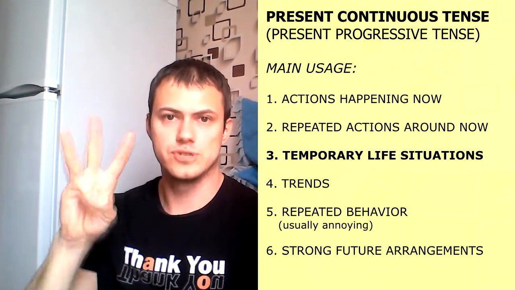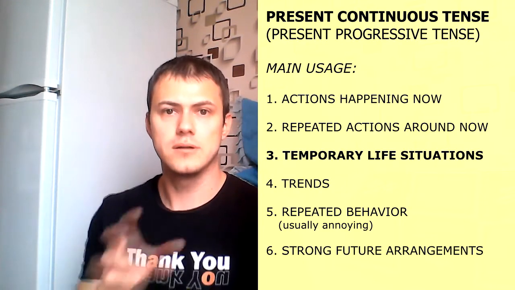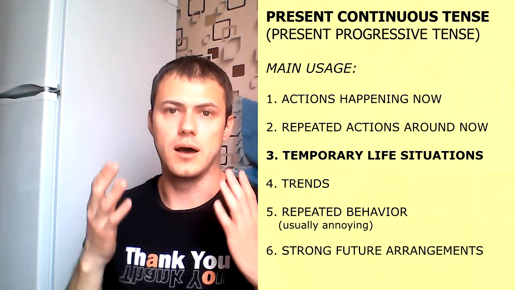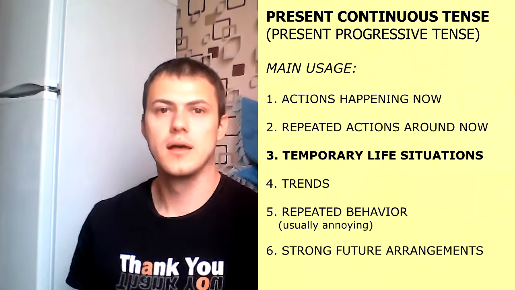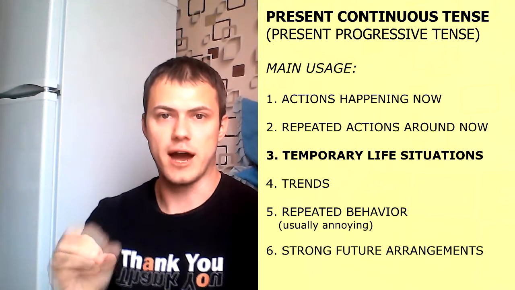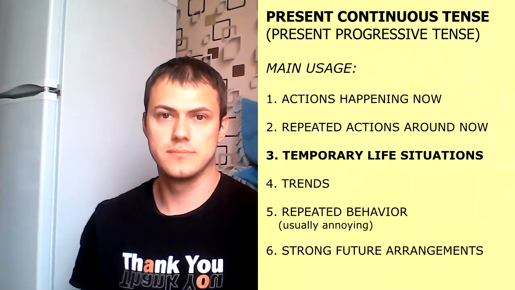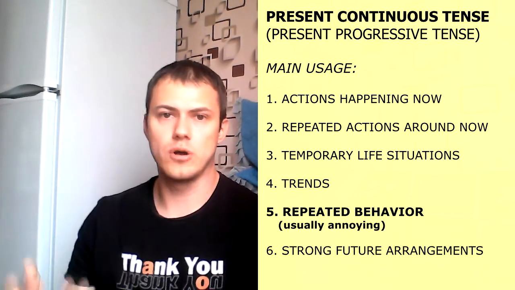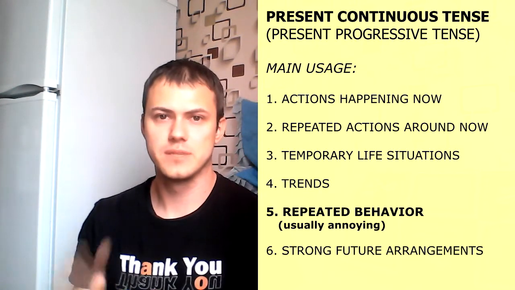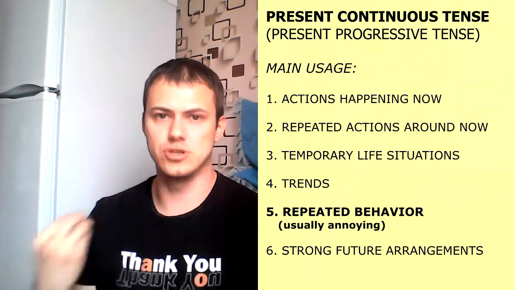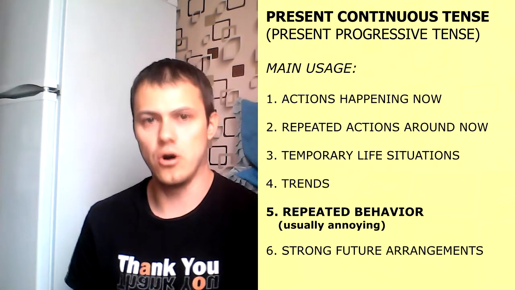Third usage. Temporary situations. Situations or conditions that are not permanent. For example, you are living at a hotel right now, maybe for a few months. They are working at a farm near the city. These are temporary situations. Fifth, when we talk about a repeated behavior, usually annoying behavior, for example, she's always making so much noise. It's annoying me. They are nagging and complaining all the time.